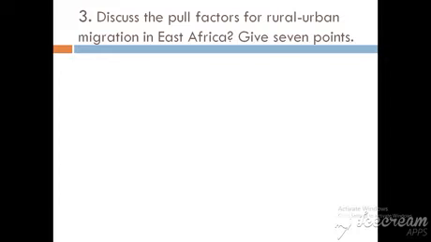So let us do some correction. We are going to deal with these two questions for essay writing. Question number one: discuss the four factors for rural-urban migration in East Africa. You have to give 7 points. So it's all about essay writing.